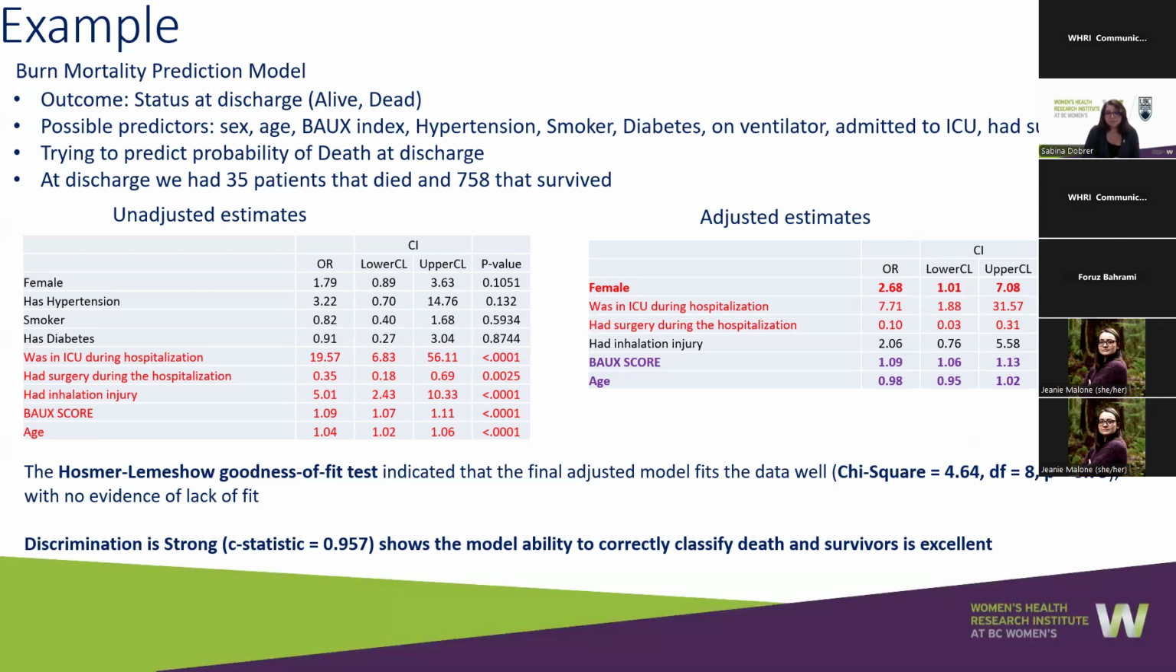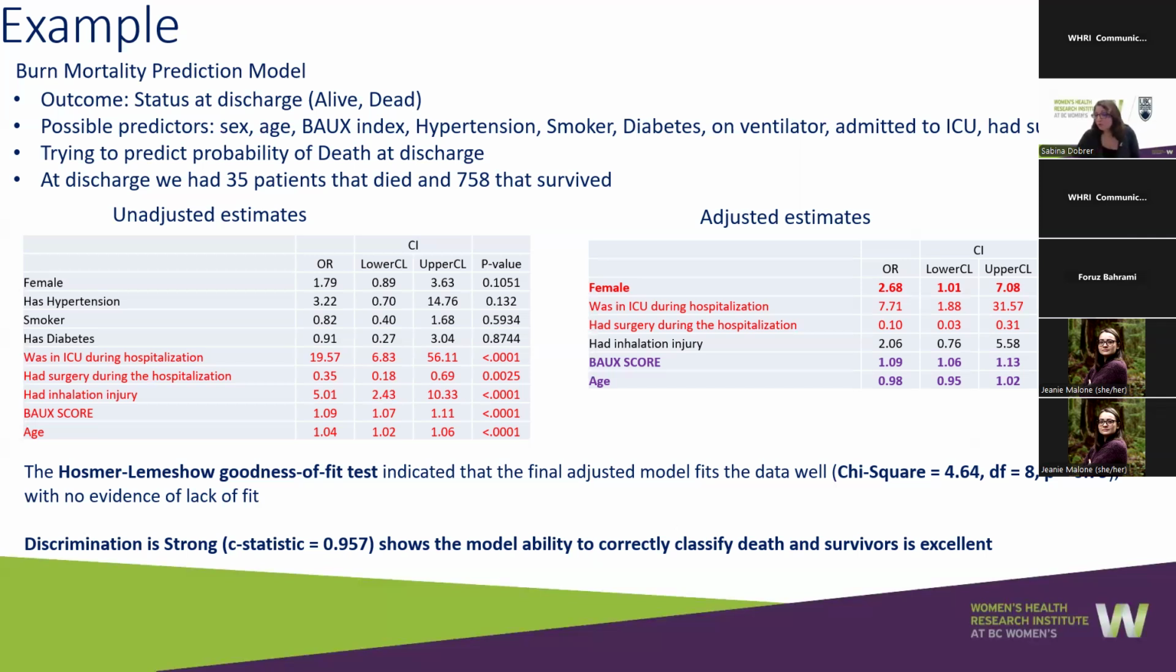So being in ICU really increases your chances to die. If a person had surgery, maybe surgery helps. It's kind of a protective factor. And having inhalation injury prior to hospitalization was not statistically significant. And Baux score was very, very statistically significant. And age was not statistically significant in the unadjusted model, but in the adjusted model, it was very statistically significant. Again, something in our model changed when we went from unadjusted to adjusted, because a lot of components of our model tweaked around.